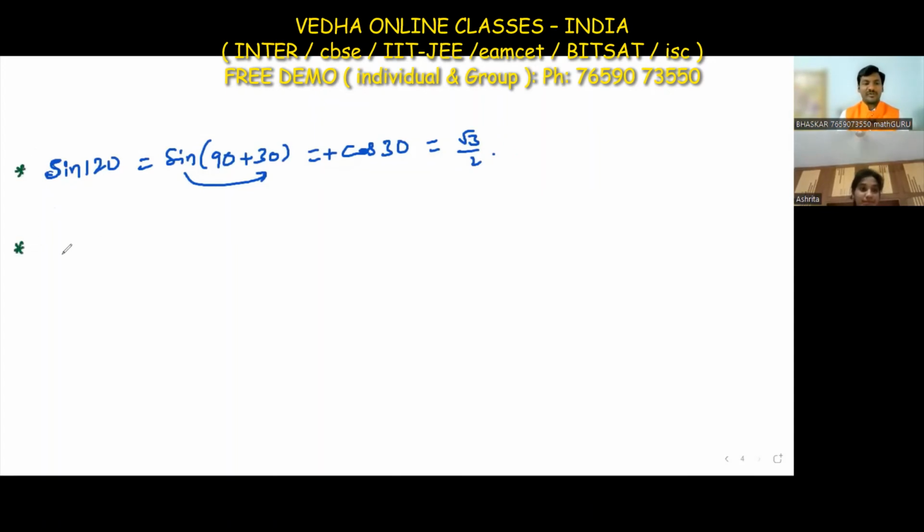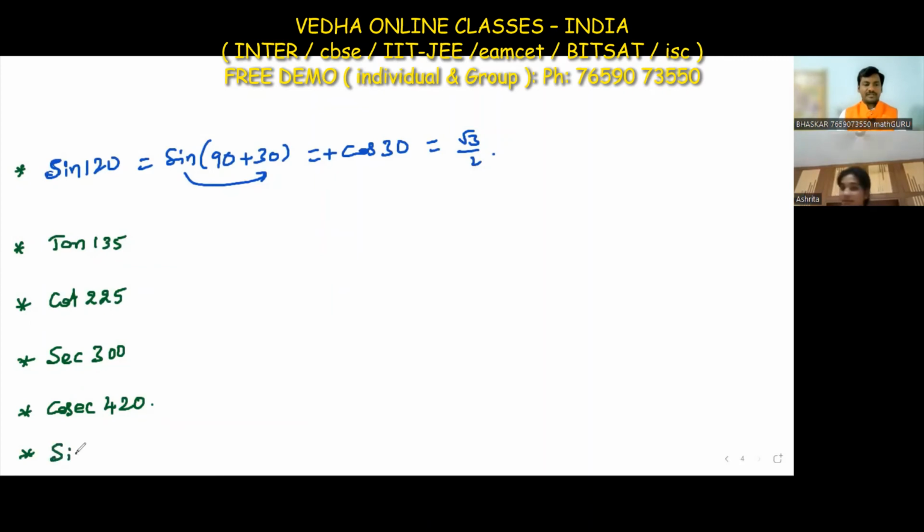Yes, I am giving a few values. Just try to simplify: tan 135 degrees, cot 225, secant 300, cosecant of 420, and sine of 750.